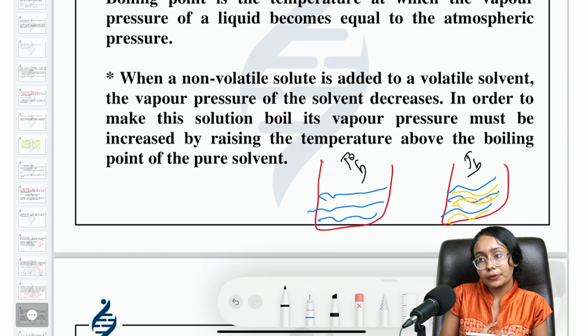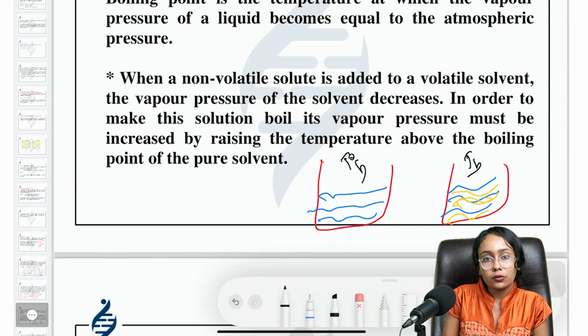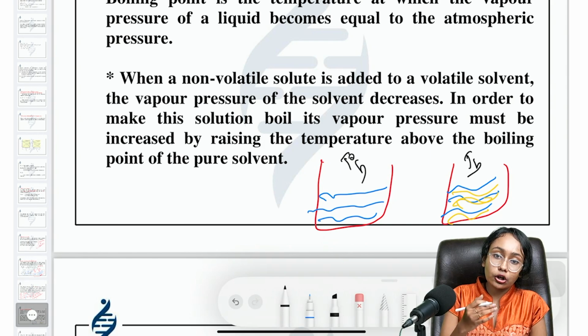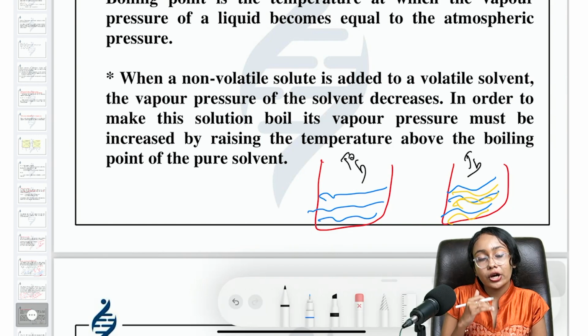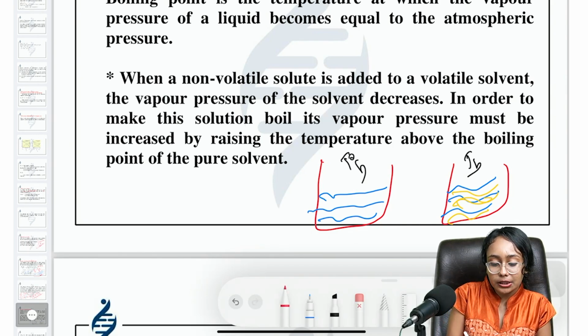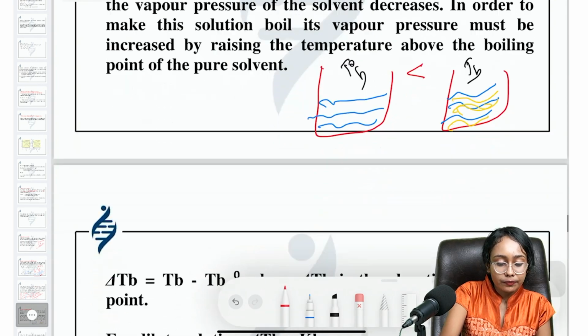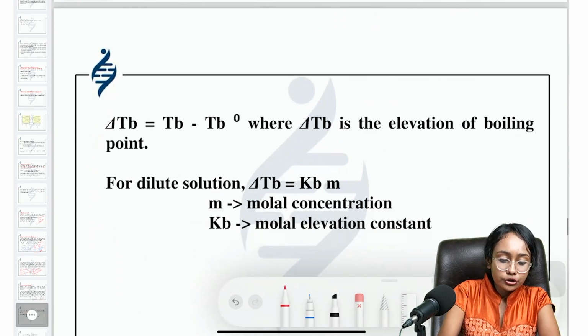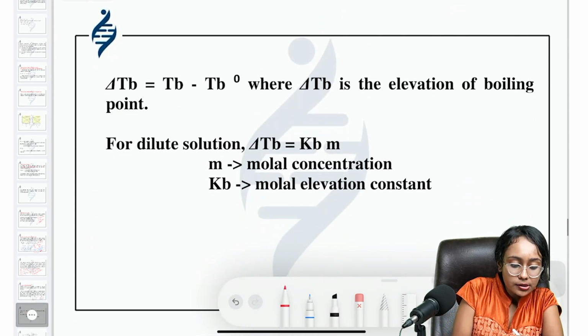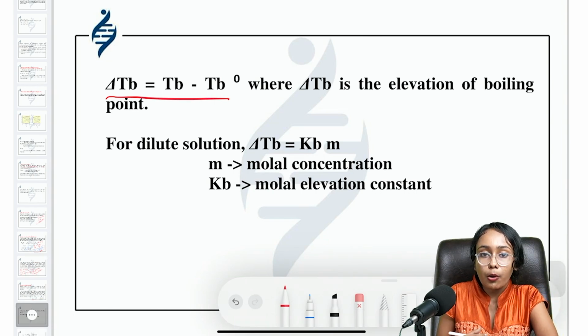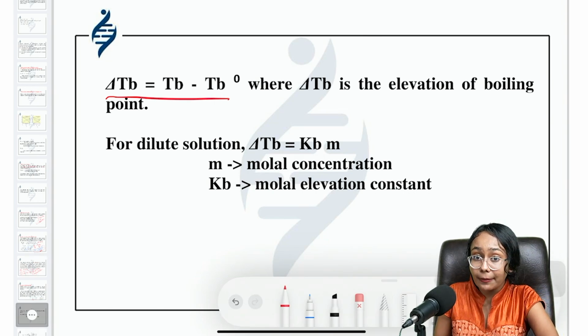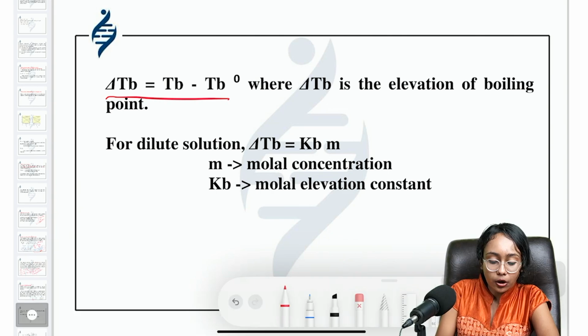When I'm taking pure component water, it is easy to boil, right? So the T naught B is less. When I mix it with some other component, the boiling point is very high. What is boiling point? The temperature at which a substance can be boiled. So TB is higher here. So coming to the delta TB equation, here it is already written. Delta TB, change in boiling point is delta TB equal to TB minus T naught B.